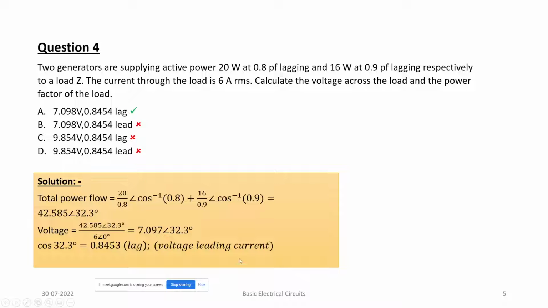So why is it, what should it be, lagging or leading? 32.3 degrees positive, 32.3 degrees. The voltage is leading the current. So what should be the power factor, leading or lagging? Or you can say anything, no issue.